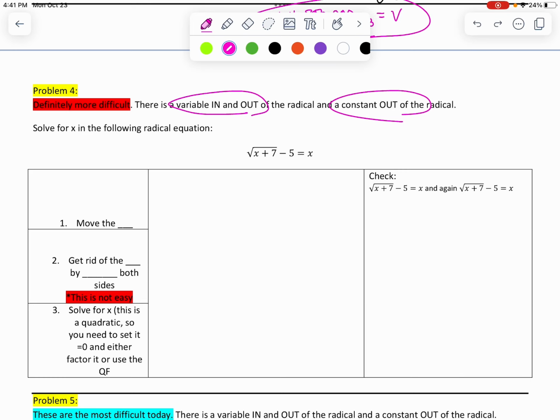First things first, we need to get the root by itself. So you see this thing I'm highlighting in green? That's the radical. It needs to be by itself. So we have to move the 5 to the other side. So I'm going to add 5. That will result in the square root of x plus 7 equals x plus 5. So again, our goal is to get the radical by itself. So we had to get rid of that 5.